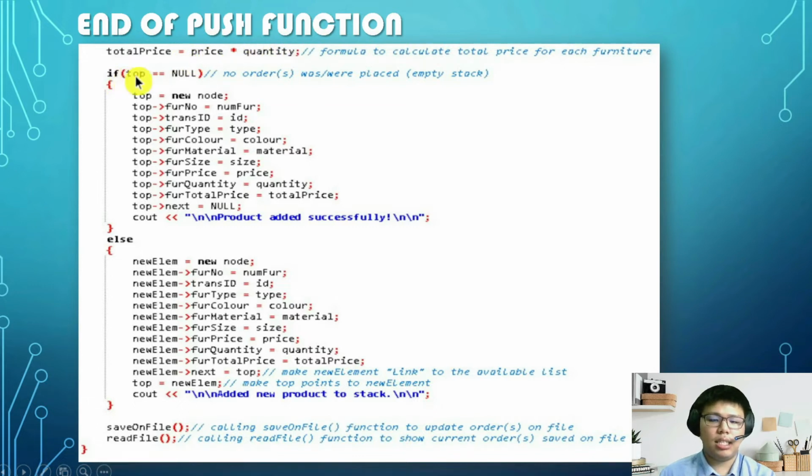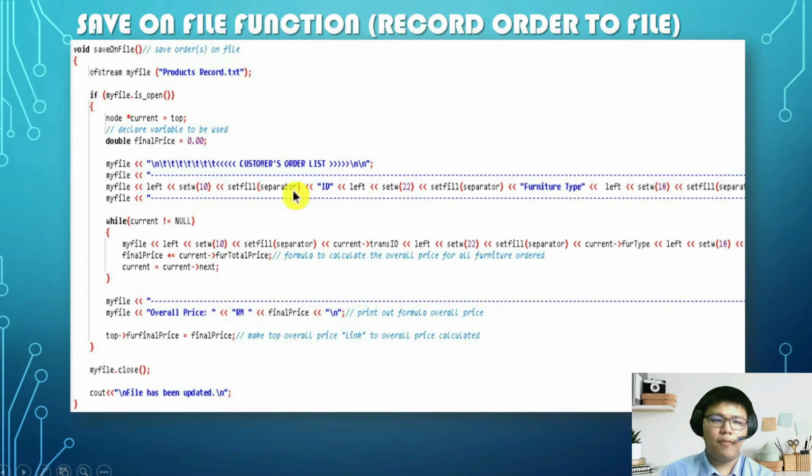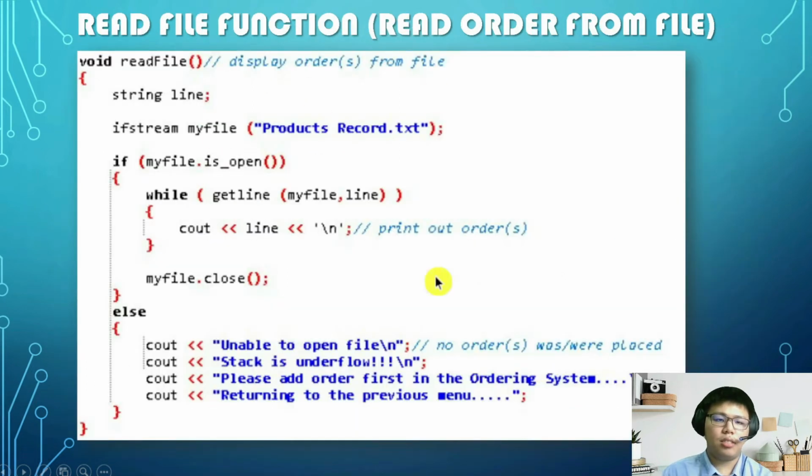If the top is equal to null, it means that no order was placed. We will make a new node for top, then assign each variable linked to the top variables and display the message product added successfully. Else, a new node coded new element is created and made to link to the available list. Top assigned to new element will make top point to the new element. Then, the save on file and read file functions are coded to update and show orders on file. Here are the save on file function and read file function.